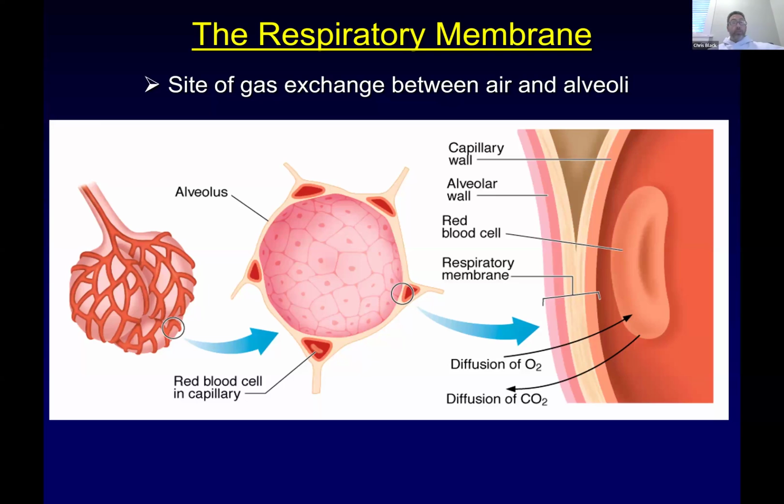Okay. This is called the respiratory membrane. This area is the respiratory membrane. And that membrane is where all of the gas exchange action is going to take place, where all the O2 and CO2 movement is going to be, where we're going to have those red blood cells be in very, very close contact with the alveoli.